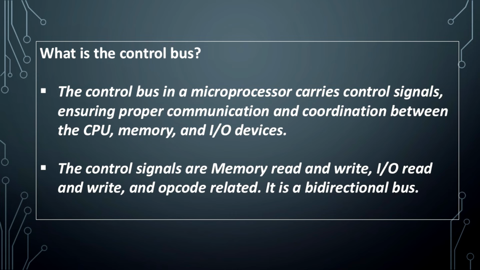What is the control bus? The control bus in a microprocessor carries control signals ensuring proper communication and coordination between the CPU, memory and input-output devices. The control signals are memory read and write, input-output read and write and opcode related. It is a bidirectional bus.